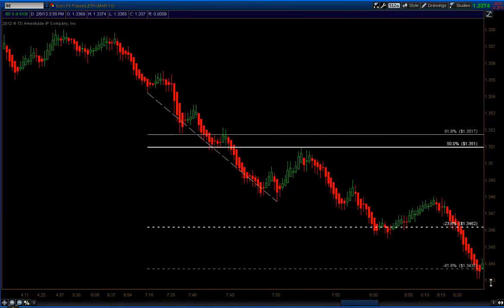Now, oftentimes it can be a little bit difficult to get into an extension. I rarely take the first extension because you don't always know what the anchor point is going to be until the first extension identifies itself.